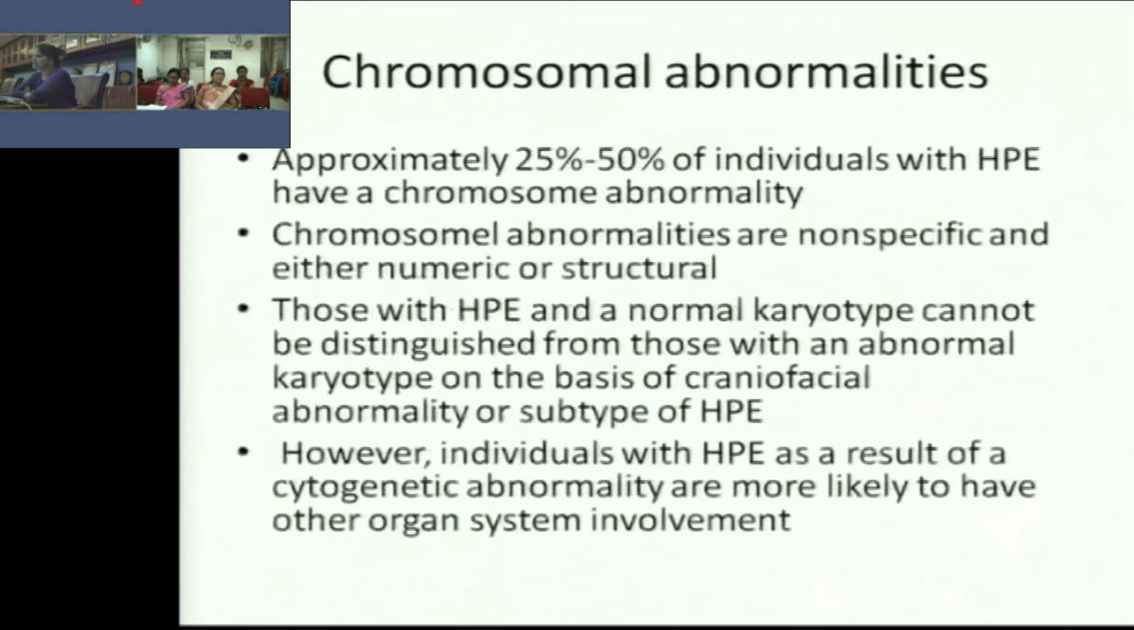So when we talk about the chromosome, what are the various chromosomal abnormalities which can be associated with HPE? In about 25 to 50% we find some chromosomal abnormality, and these are not specific. It could be numeric or structural anomalies. And those with HPE and a normal karyotype cannot be distinguished just based on the craniofacial findings, but generally there is other organ system involvement in case of the presence of a cytogenetic abnormality.